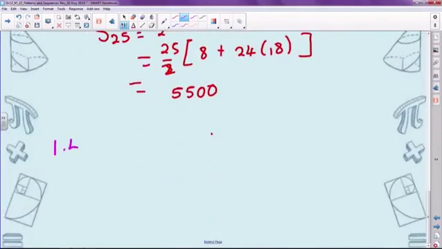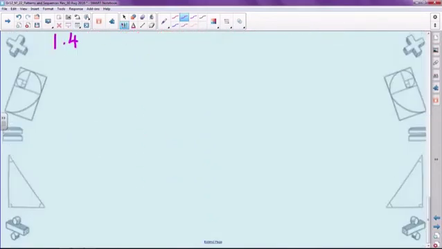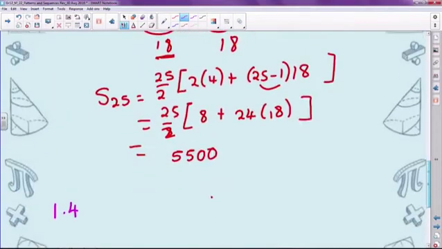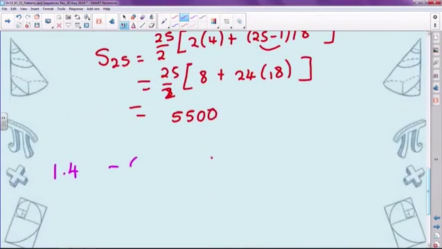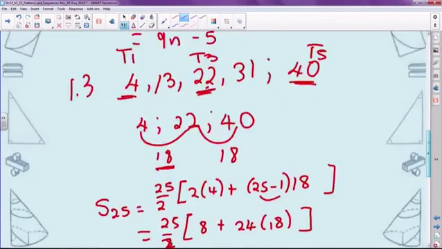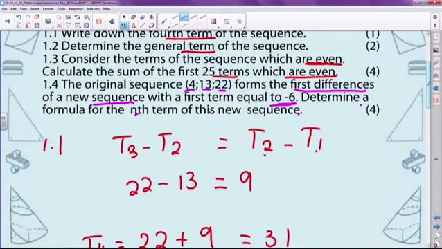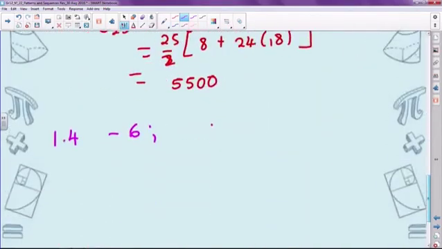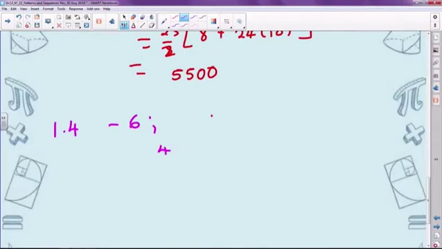Okay, so in this question, I know that we're dealing with a quadratic sequence. So this is 1.4. They tell you that the first term of this quadratic sequence, this new sequence, is -6. All right. And they tell you that your first differences are given by that sequence that we've just worked with, 4, 13, 22. All right, so 4, 13, and 22 are the first differences of this new sequence.